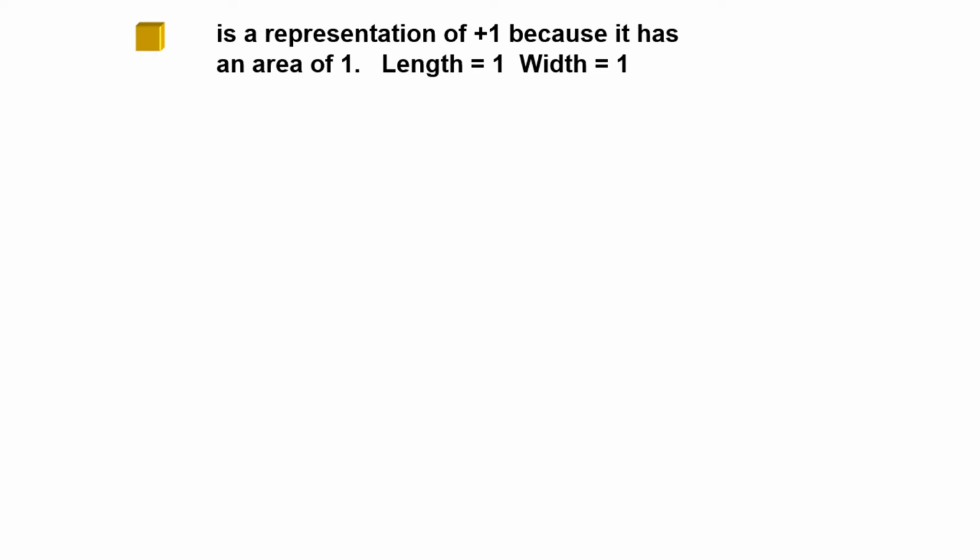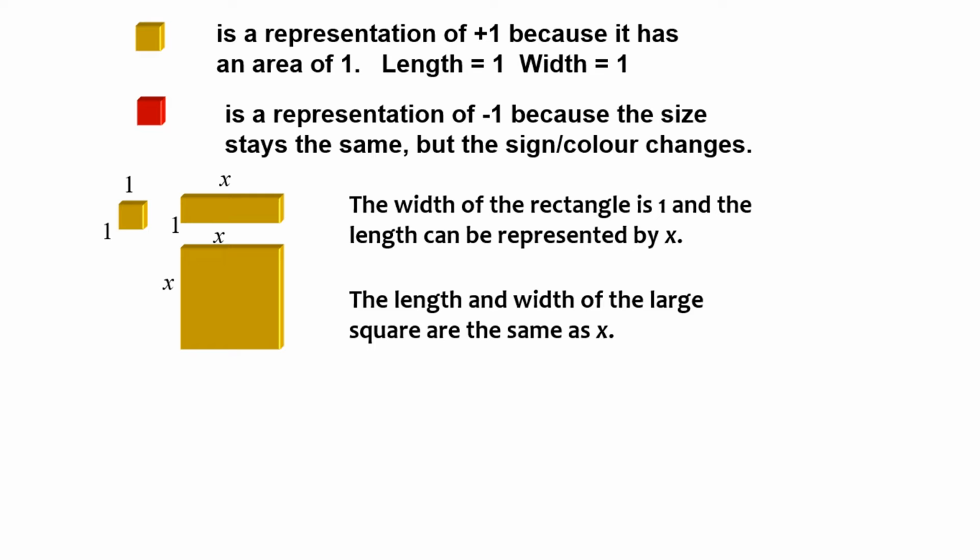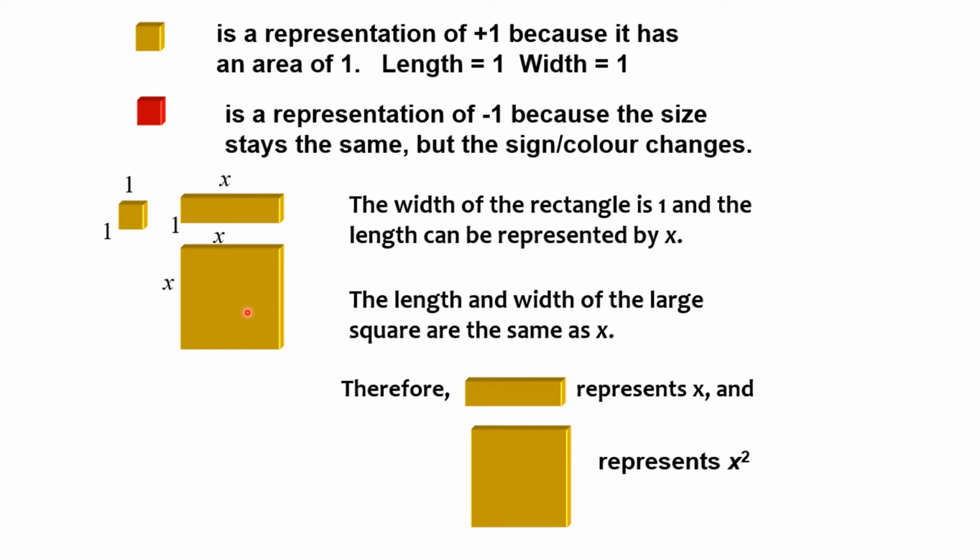So this means 1. This little small cube is a 1. The same thing in red is a -1. So it's the same size and same shape, but it's a -1. So these shapes are all common algebra tiles. This one is just a 1. This one we call x, and this one is x long and x wide, so this one is called x squared. So we've got x and x squared here.